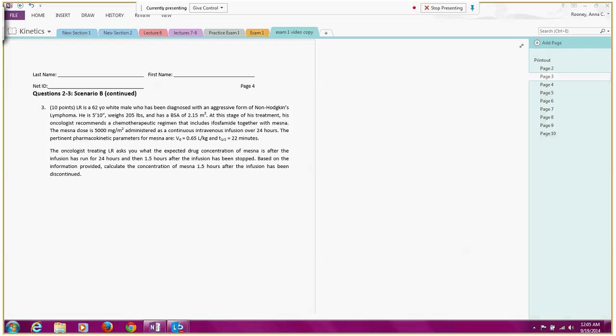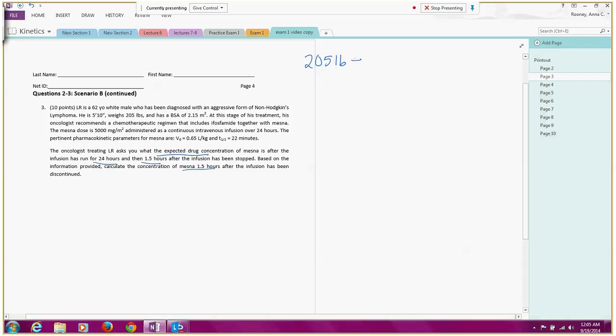We are going to find out. The oncologist asks you what is the expected drug concentration after the infusion has run 24 hours and then 1.5 hours after the infusion has stopped. Based on this information provided, we need to calculate the concentration of this drug 1.5 hours after infusion has been stopped. So the information they give us is that our patient is 205 pounds.